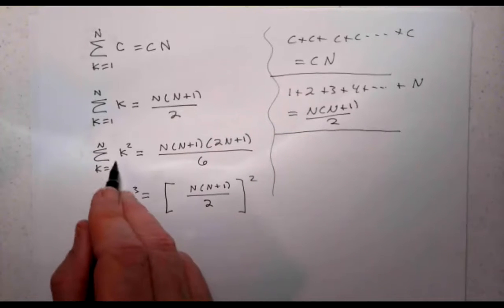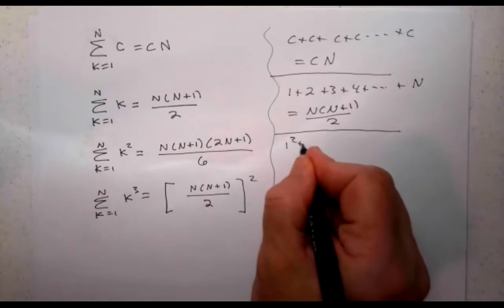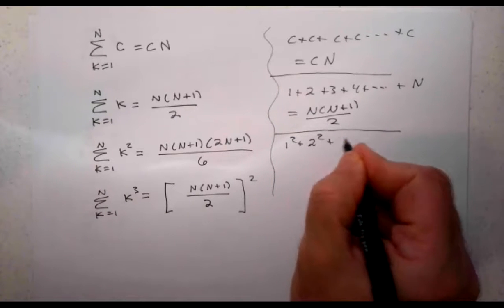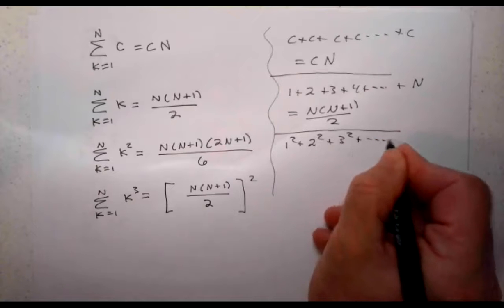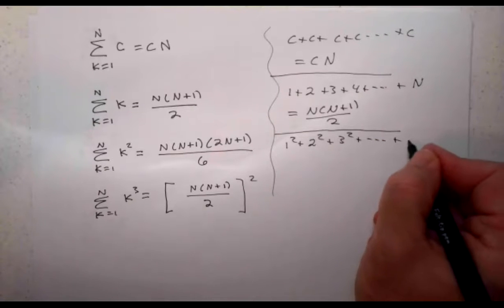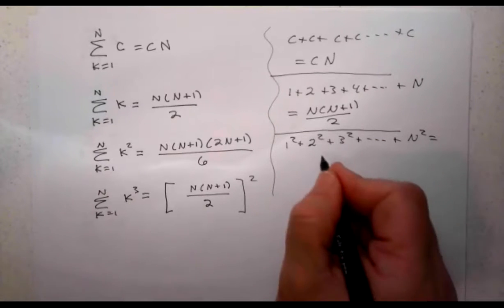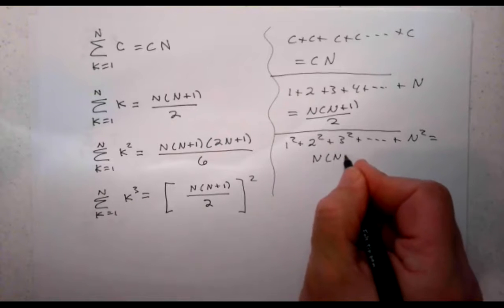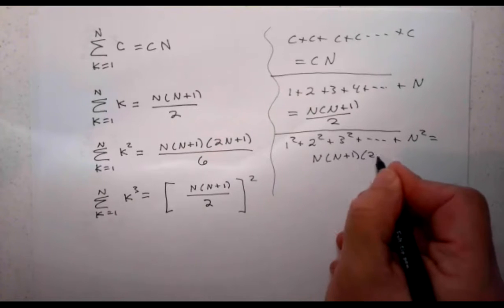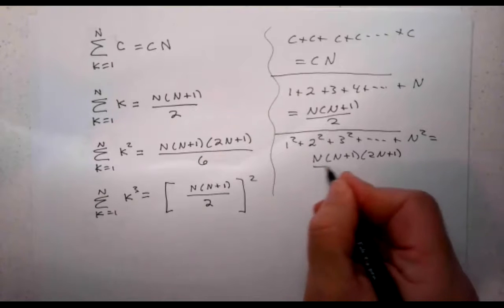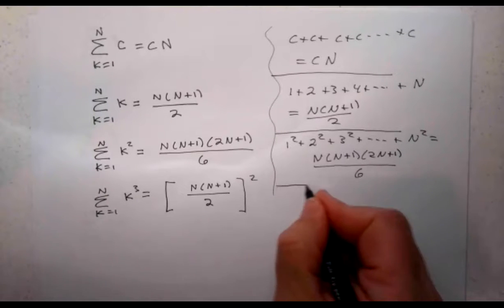My next example is the sum as k goes from 1 to n of k squared. K is 1, 1 squared, plus k is 2, 2 squared, plus k is 3, 3 squared, plus dot, dot, dot, plus k is n, n squared. And we're saying that is going to equal n times n plus 1 times 2n plus 1 over 6.